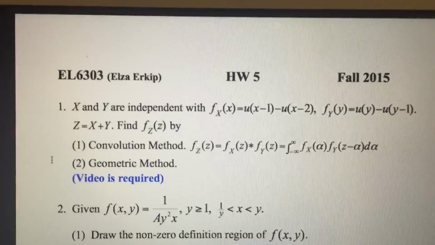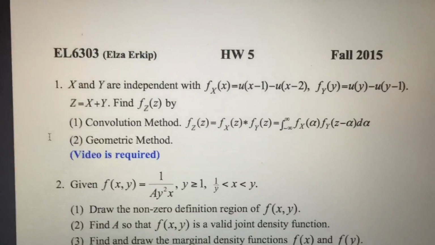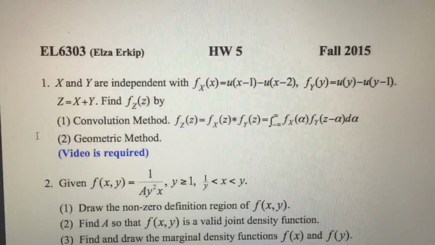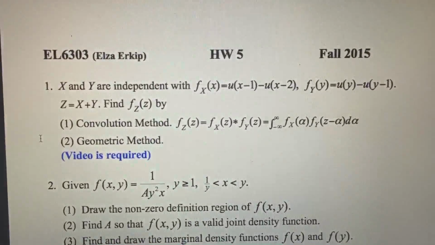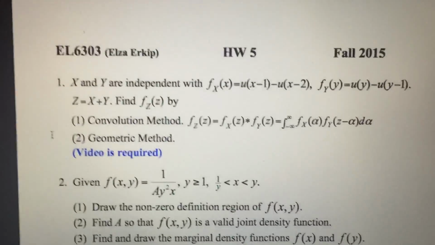So, this is our question. If x and y are independent, with f of x equal to u of x minus 1 minus u of x minus 2, and f of y equal to u of y minus u of y minus 1, and z is equal to x plus y, find f of z.